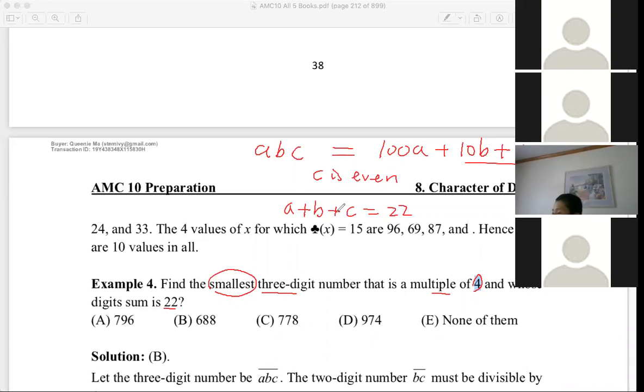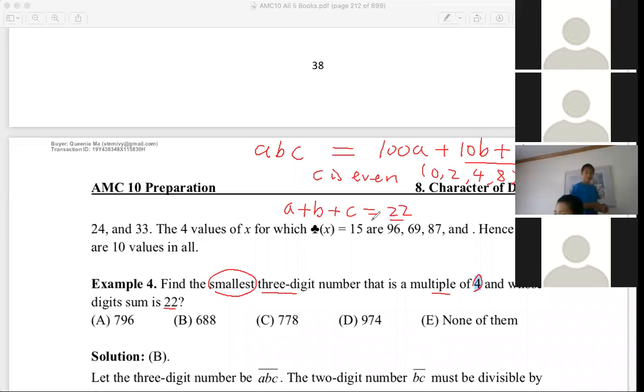Now, the sum of the digits is 22. So let's think. When C is an even number, the choices can be 0, 2, 4, 6, and 8. Only these choices, right? And also, the sum of these 3 digits equals 22.